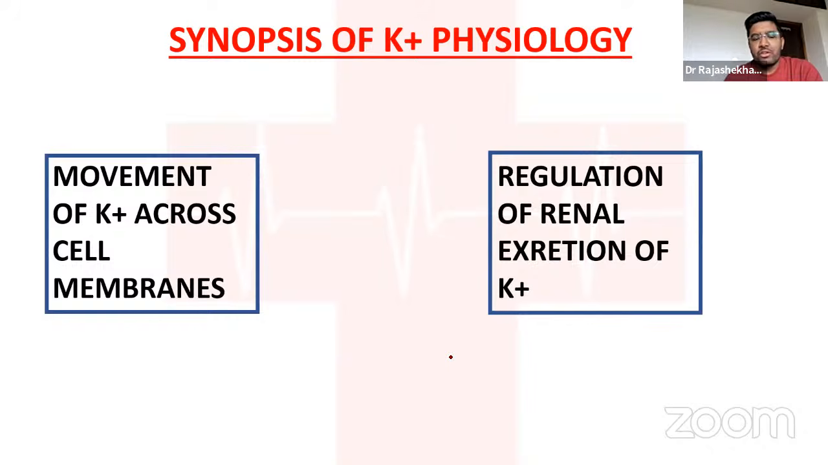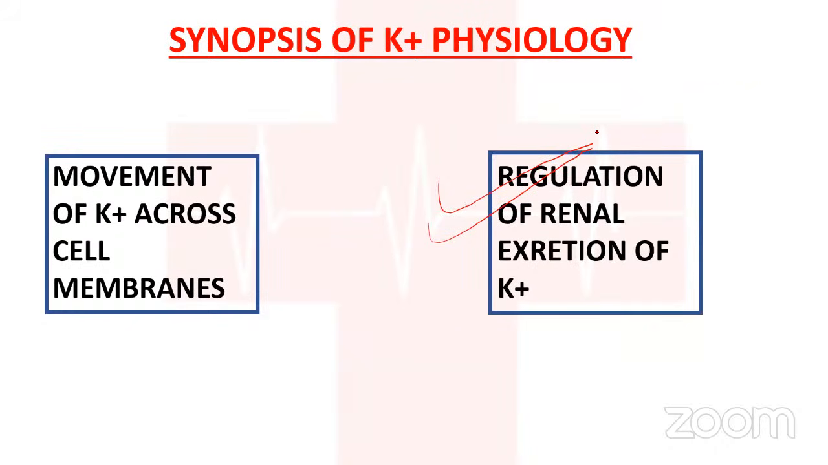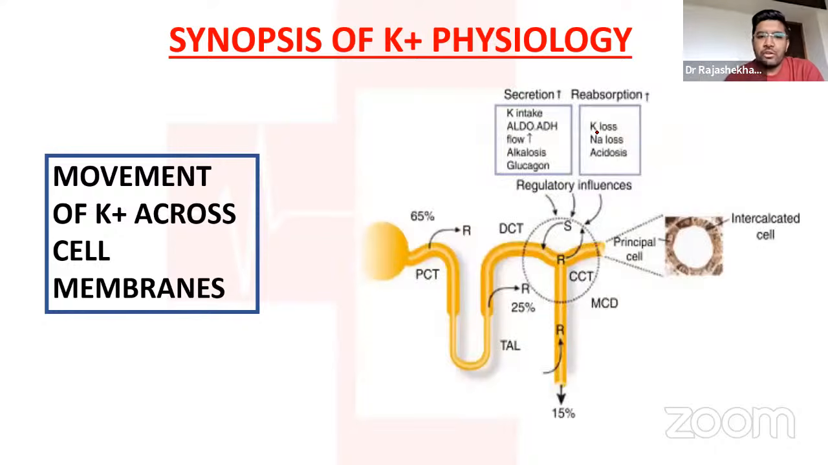And apart from the transcellular shift, in the transcellular shift, although the total body potassium is normal, it is either moving from or into the intracellular fluid, whereas the actual handling of potassium excretion is being done by the kidney. The kidney is the major organ, the predominant organ, which regulates the renal excretion of potassium. The majority of the potassium filtered through the glomerulus is reabsorbed maximally in the proximal convoluted tubule and next in the ascending loop of Henle.